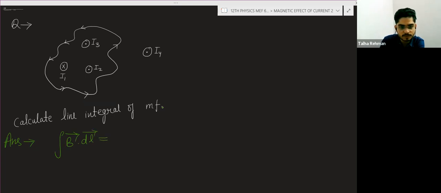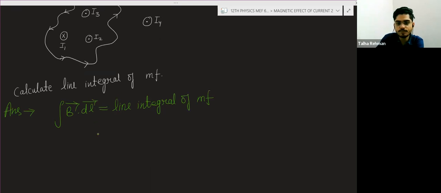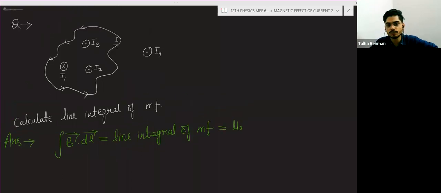B dot dl is the line integral of the magnetic field. And what is this equal to? This is equal to mu naught into the current enclosed in the Amperian loop. What is the current enclosed in the Amperian loop? This I1, I2 and I3, and we will take the current with sign. You can choose the outward direction as the positive direction. So Matthew, please tell me what expression of the current I should write here.